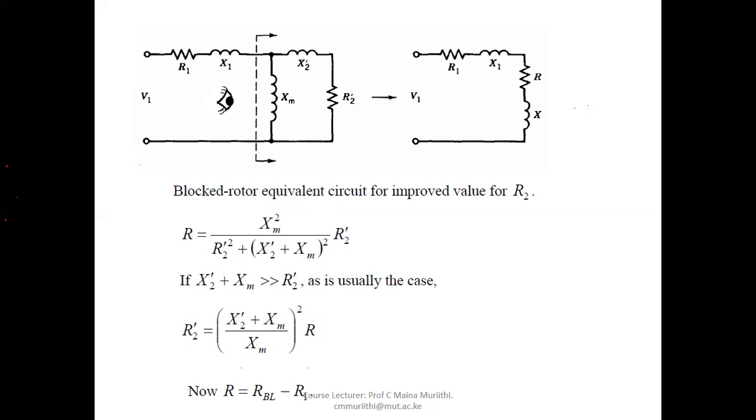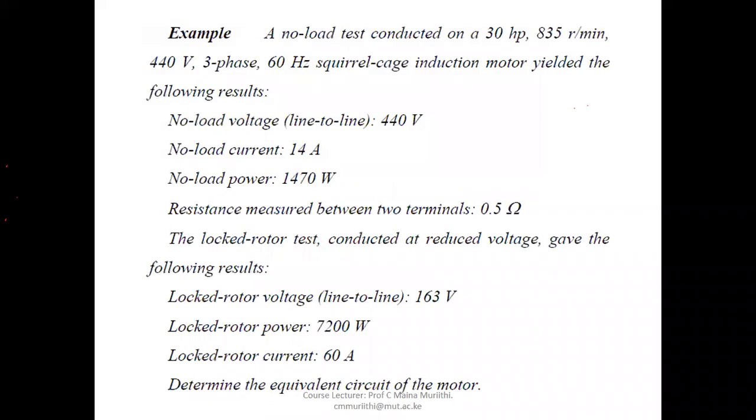And the equation now is as indicated, R will be equal to this value. And if X2 prime plus XM is much greater than R2, as is usually the case, then R2 can be estimated from this value. And now R1 is RBL minus R1. So this is very important because R2 is very significant when it comes to induction machines.